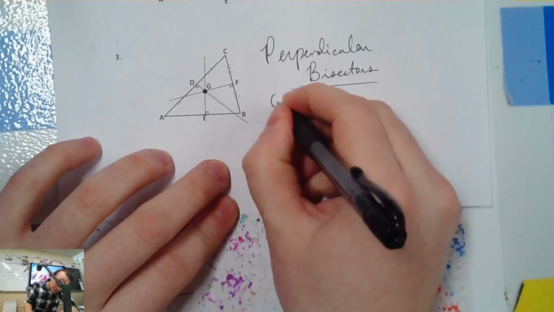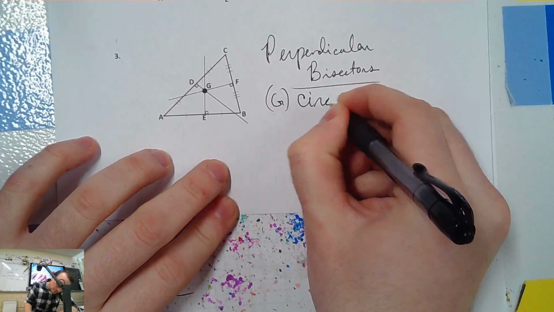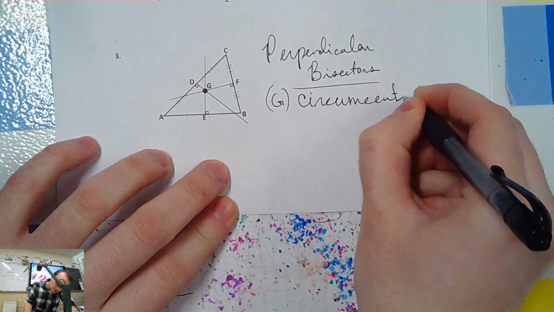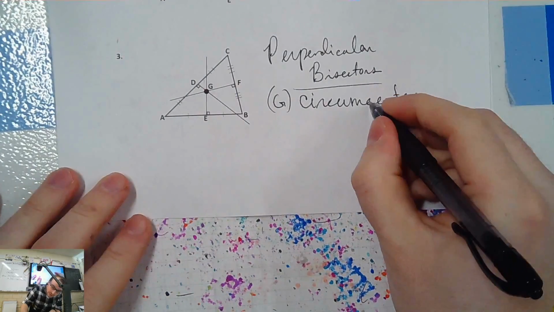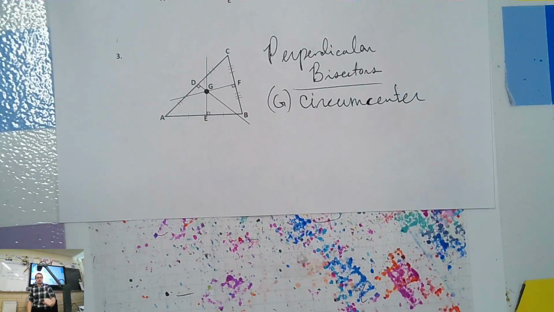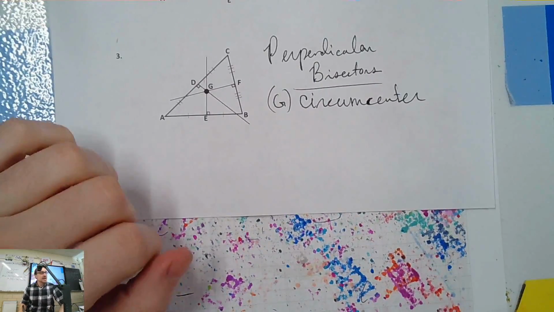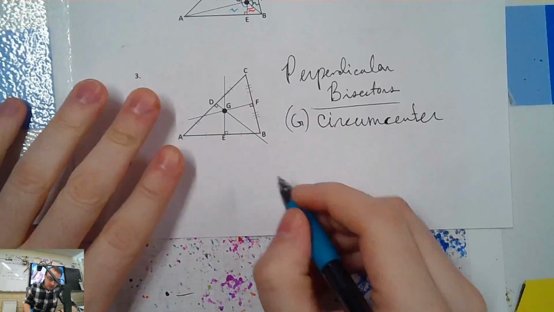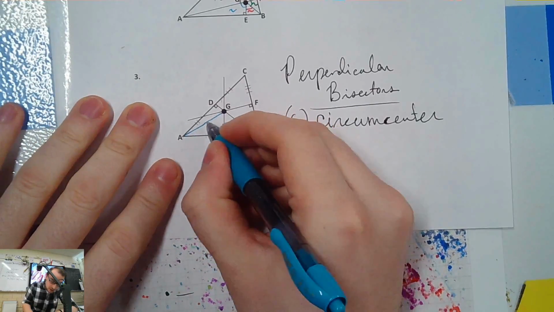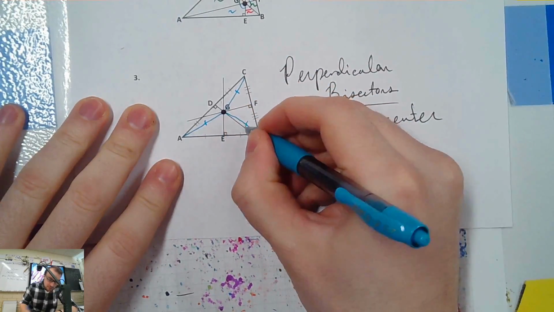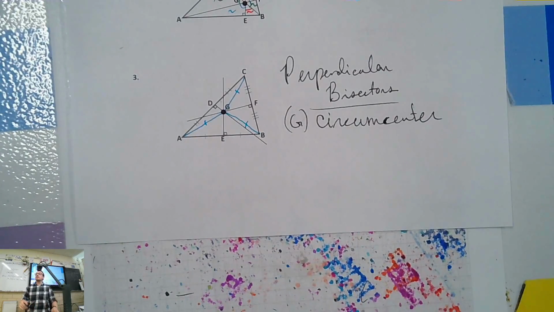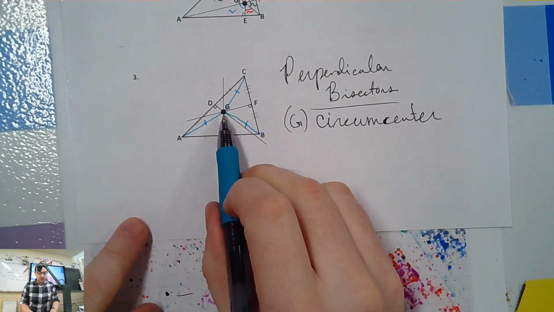We call G here the circumcenter. So if you go to the orthocenter for orthodontistry, what do you go to the circumcenter for? Circumference. So that's where this is. Be careful how you say this one. Now, it turns out the circumcenter is always the same distance, not from the sides like the incenter, but from the vertices.